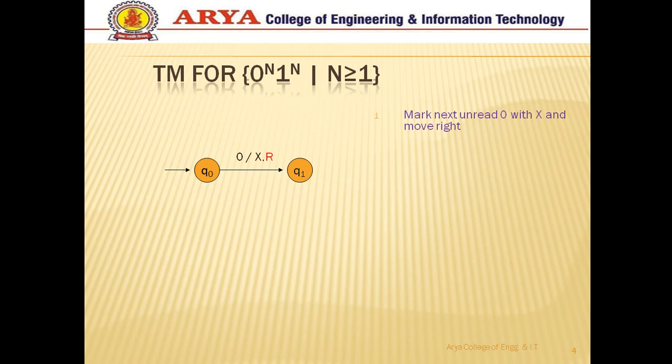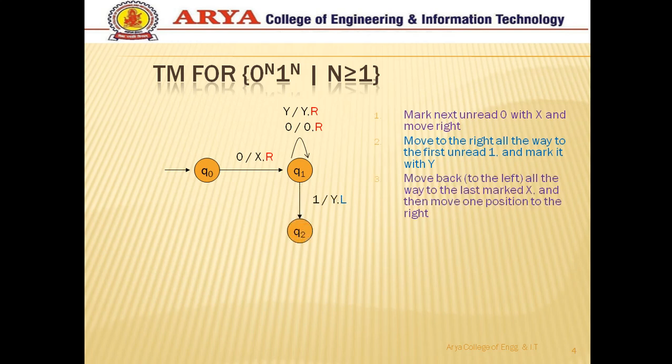Mark next: when q0 reads the 0 value, this 0 is replaced by x, moves in the right direction, and the state is q1. Same, q1 reads the value 0, 0 is replaced by 0, and moves right, same for y, and we can make the diagram for this. We can also write the steps for this.